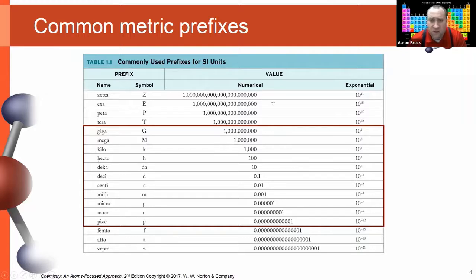When it comes to the exponentials and the values here, remind yourself that these values are relative to the base unit. So what that means is that 1 giga is equal to 1 billion base units.